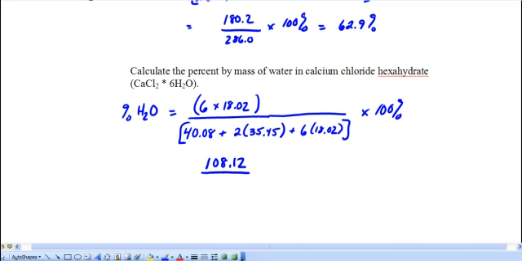When you take your 40.08 plus your 2 times your 35.45 plus your 6 times your 18.02, I'm getting a total mass of 219.1 for the mass of the hydrate. And then you multiply that by 100%. So 108.2 divided by 219.1 times 100. And it looks like it's 49.4% water. So not quite half, just shy of half of that compound would in fact be water.